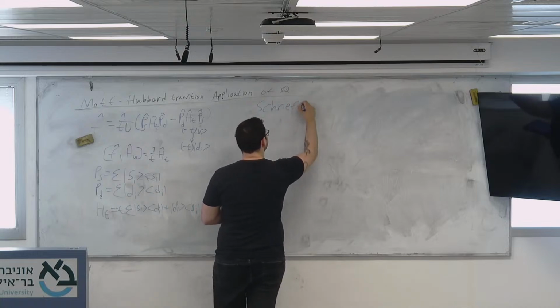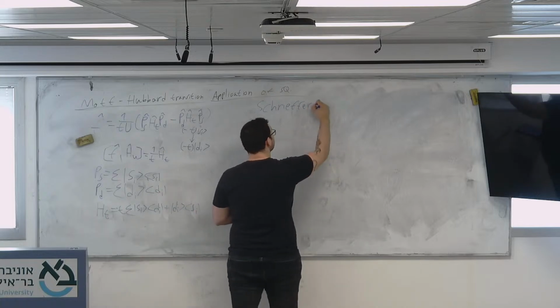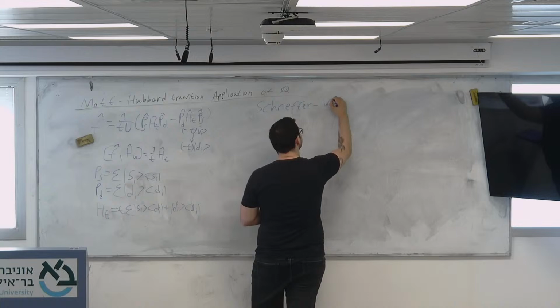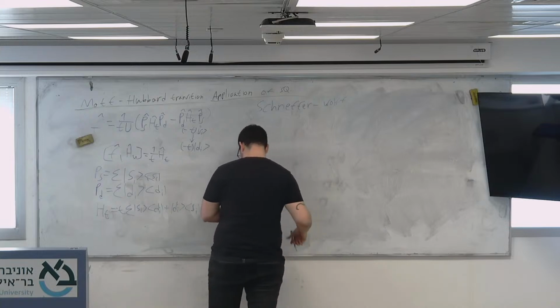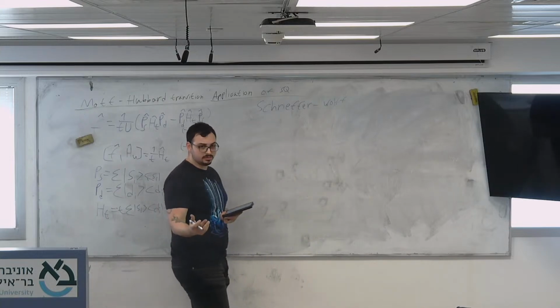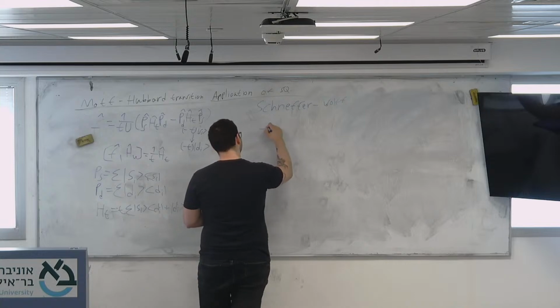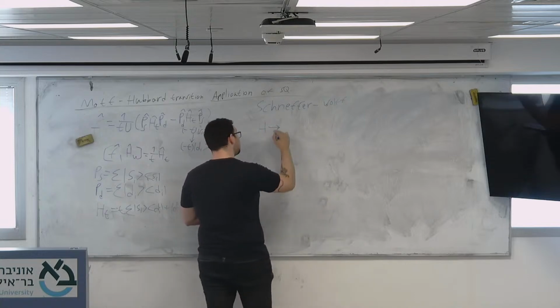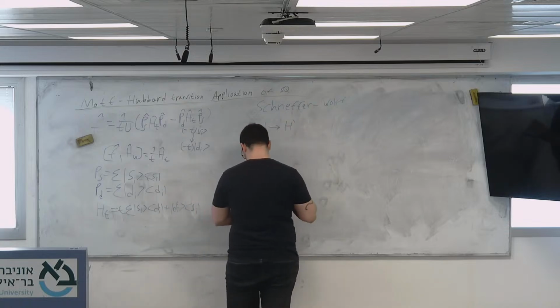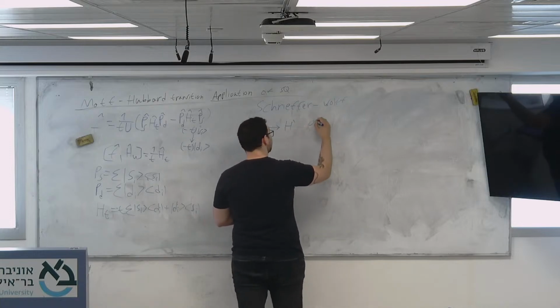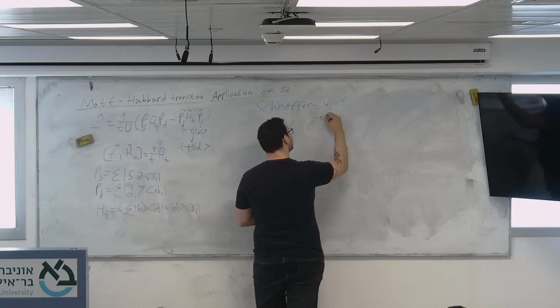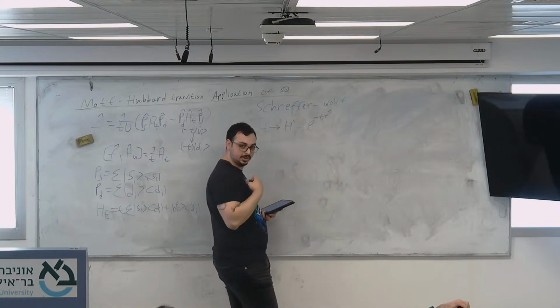Schrieffer-Wolff transformation, which simply states if we have some small perturbation, we can create the following unitary change. This canonical transformation, that's more accurate. E to the minus. Notice this t is not time, it's RT.